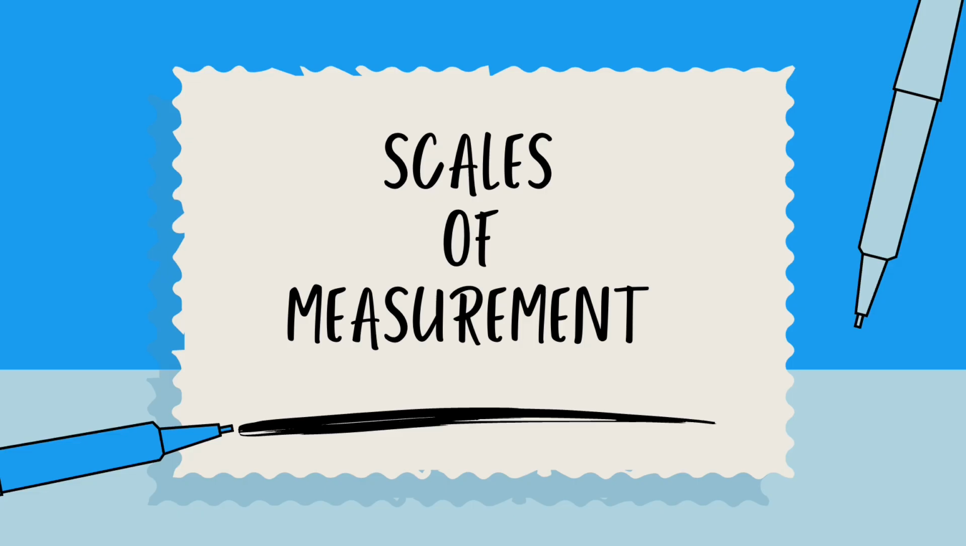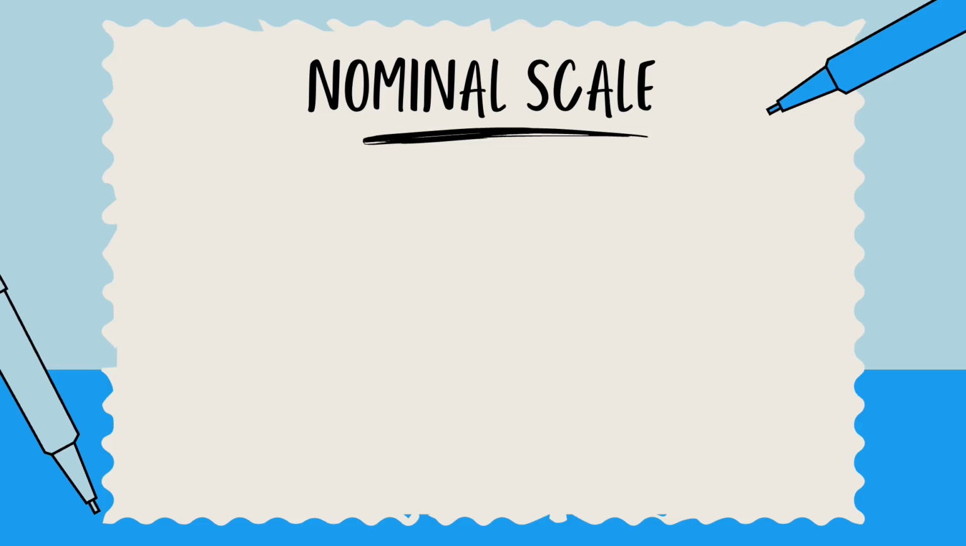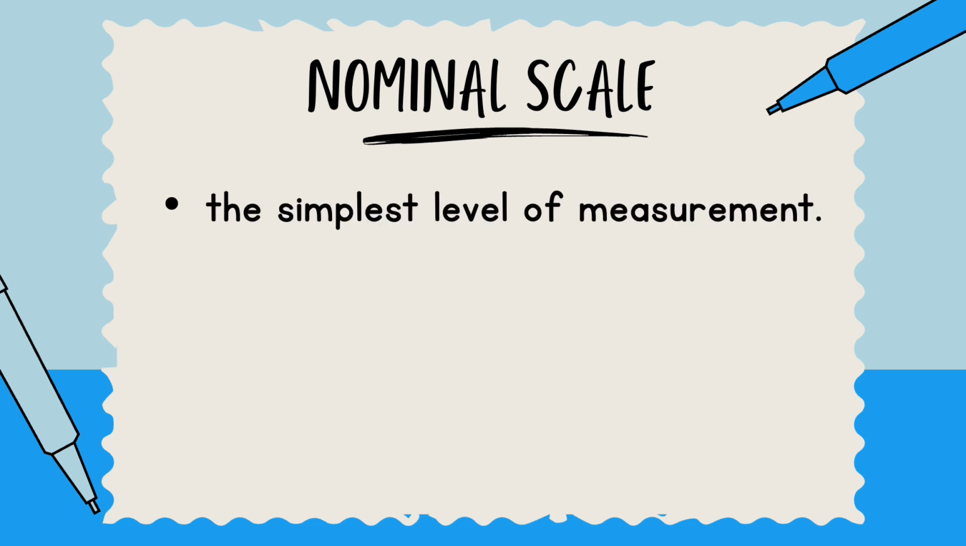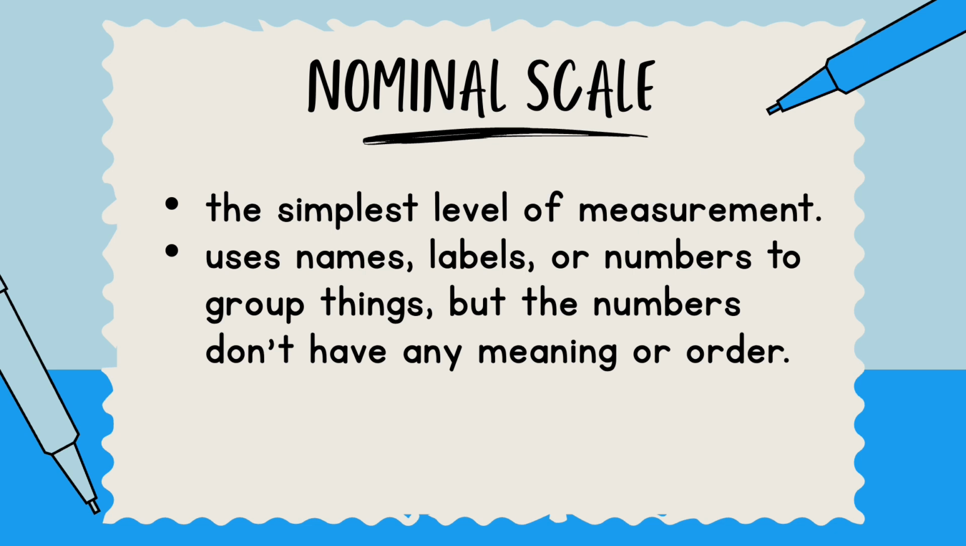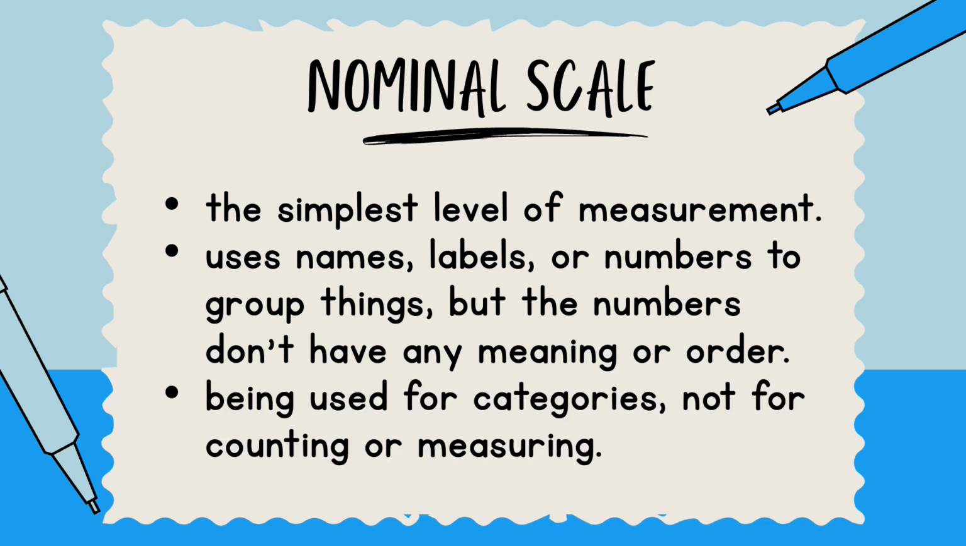To make sense of data, we use 4 scales of measurement. We have the nominal scale, the ordinal scale, the interval scale, and the ratio scale. Let's begin with the nominal scale. The nominal scale is the simplest level of measurement. It uses names, labels, or numbers to group things, but the numbers don't have any meaning or order. It is being used for categories, not for counting or measuring.